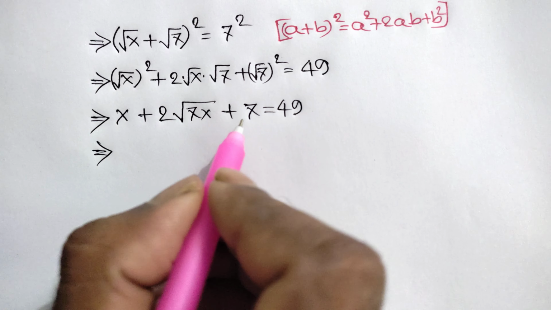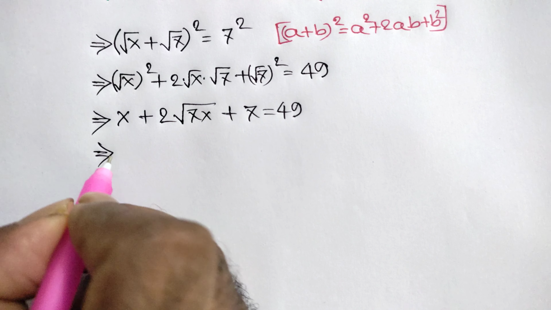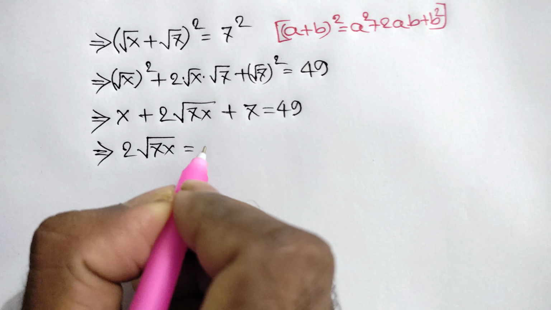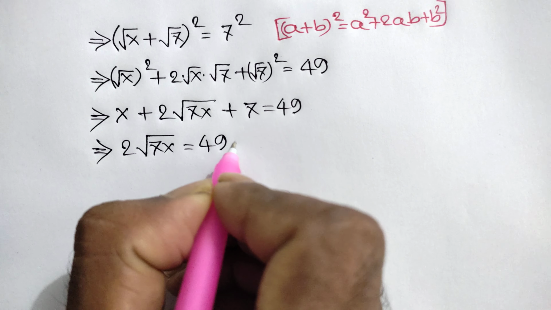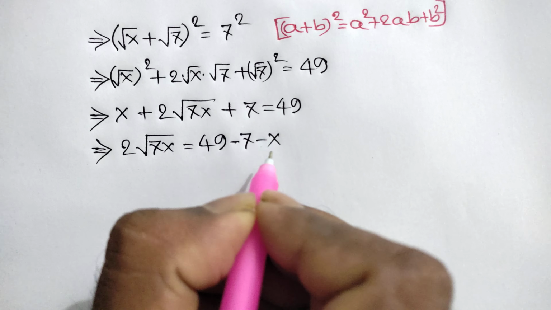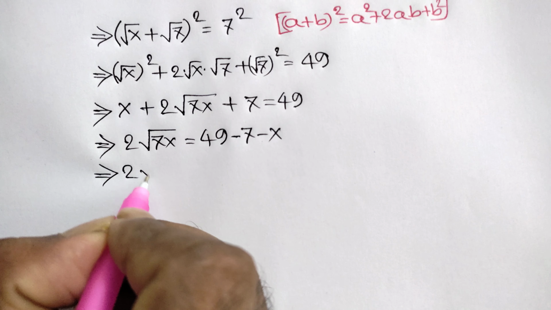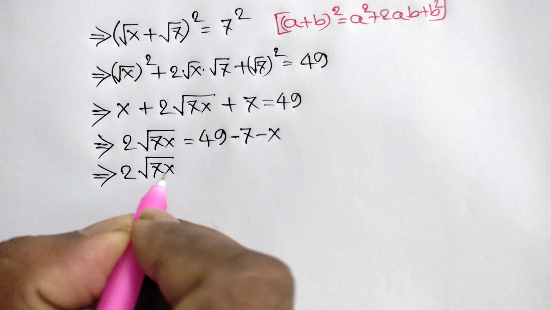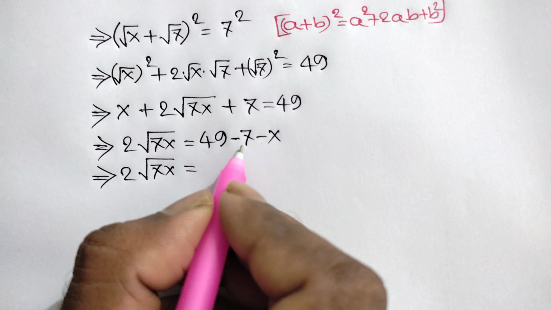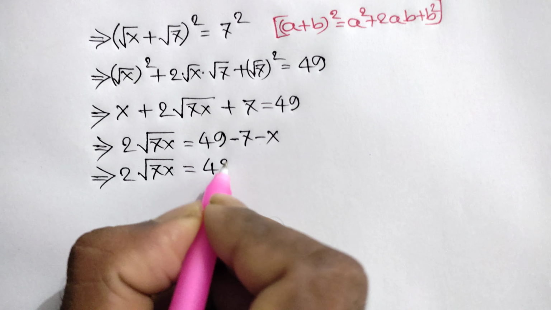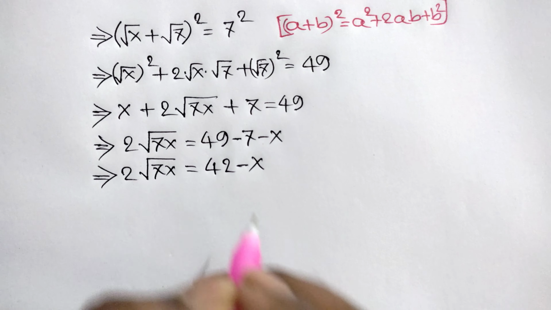Now taking this x and this 7 to the right side, we can write 2 times square root of 7x is equal to 49 minus 7 minus x, or 2 square root of 7x is equal to 49 minus 7, which is 42, minus x.